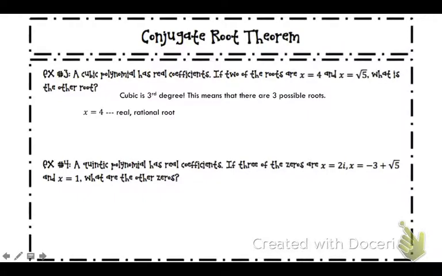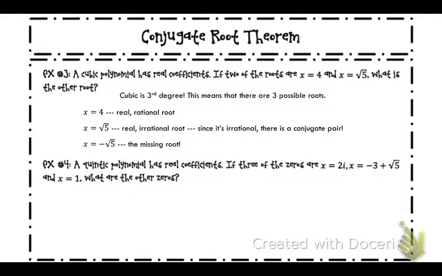X equals 4 is a real rational root. There's nothing else we can do to that one. X equals the square root of 5 is a real irrational root. Since it's irrational, there's a conjugate pair, which means x equals negative square root of 5 is the missing root. So these are the 3 roots. This was the one we were missing. Okay?